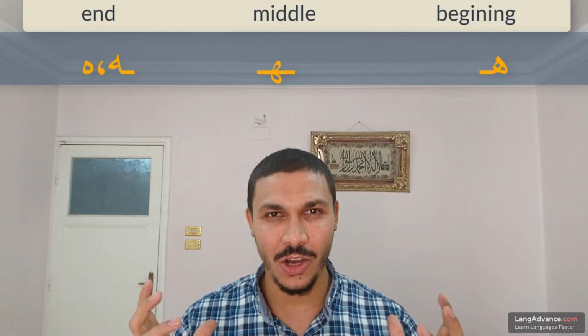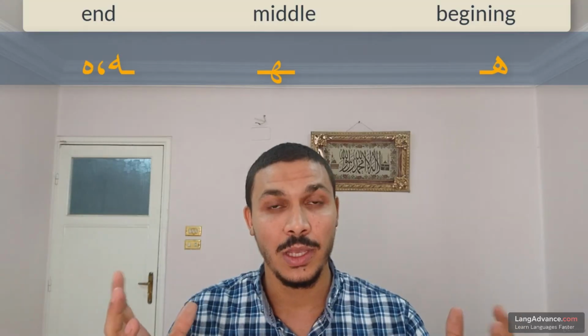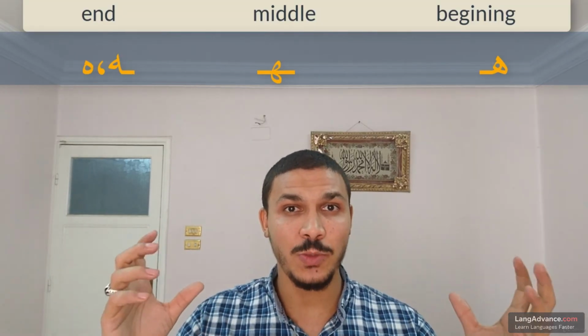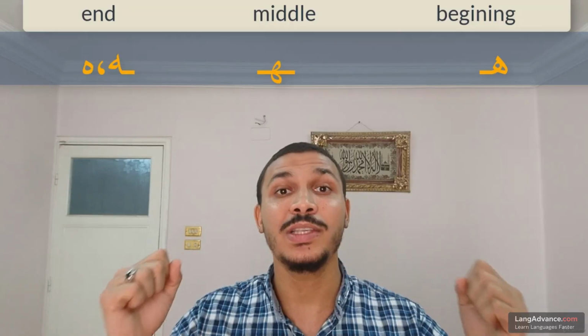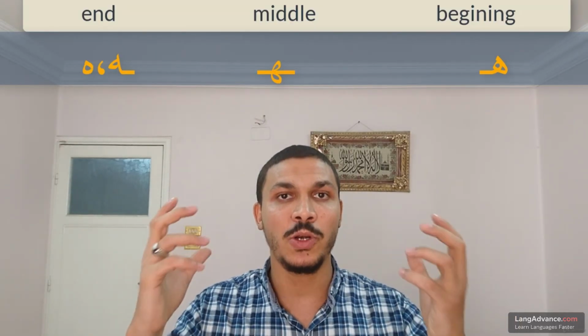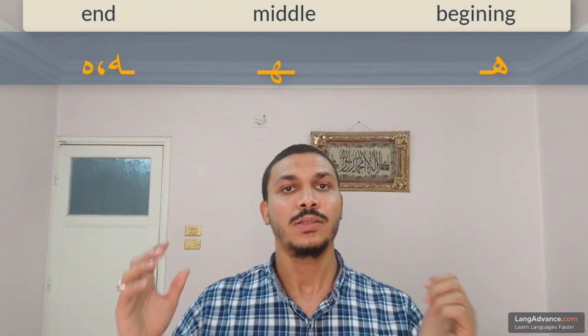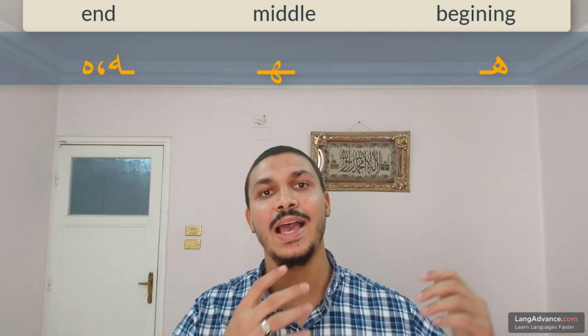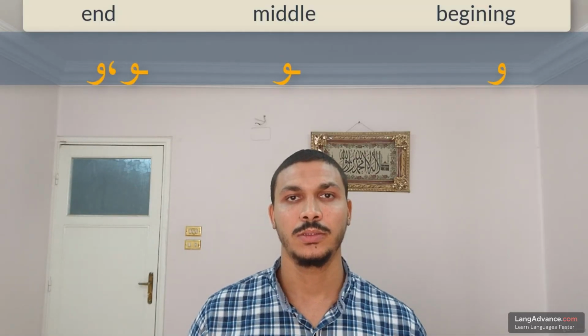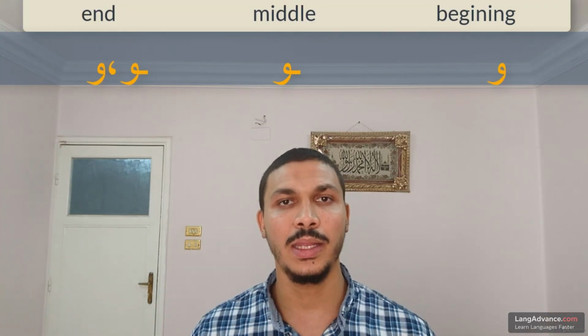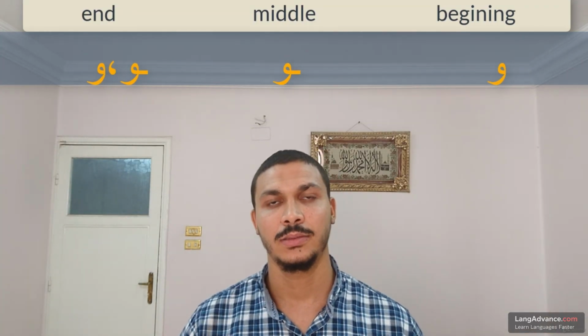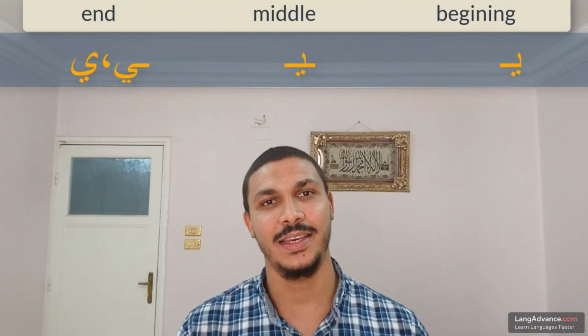Let's go to ha. So this one, ha, it's hard. I know it's hard. It's even hard for Arabs. So focus more, pay attention more, try to use extra energy to memorize this letter. Ha. This is ha beginning, ha in the middle, ha at the end. Let's go to waw. Waw beginning, middle, at the end. And now, last but not least, ya. Ya beginning, ya middle, ya at the end.